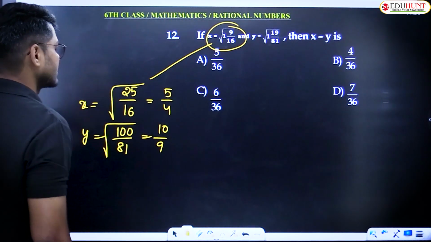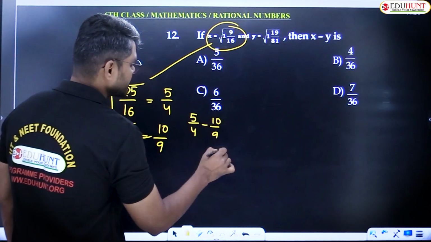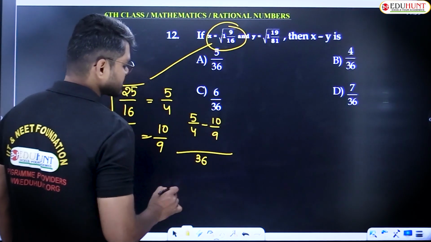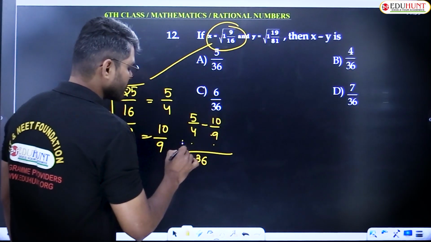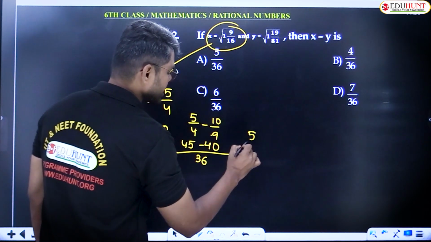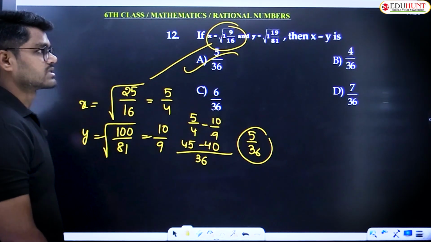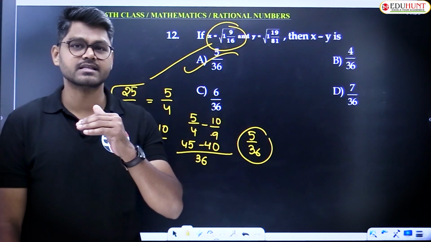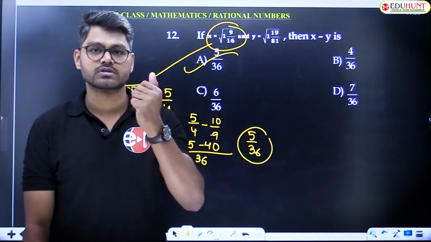Now x minus y. 5 by 4 minus 10 by 9. Take the LCM. LCM is 36, because these two numbers are co-prime. 9 5s are 45 minus 4 10s are 40. This is 5 by 36. Option A is the correct answer for this question. In this session, we have discussed the try yourself worksheet. In the next session, we are going to solve a few questions. Thank you for watching.